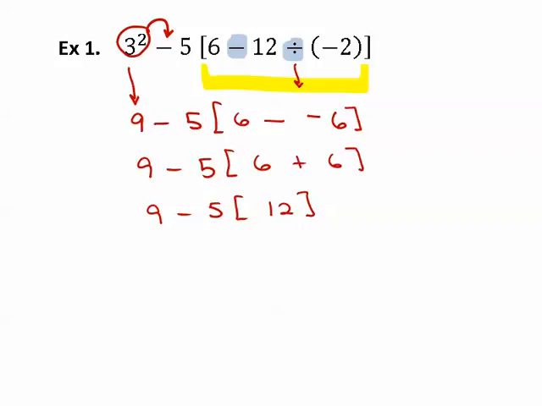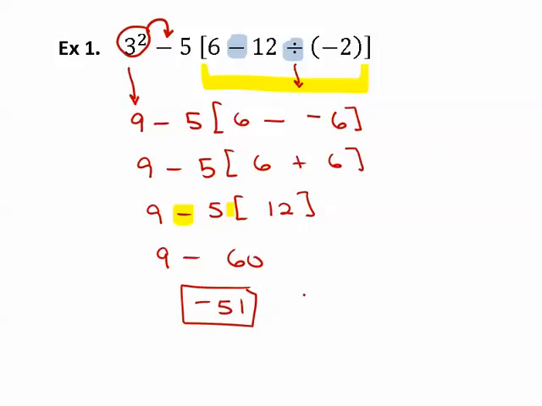And then we've simplified completely within the grouping symbols. So what we do next is we step outside the grouping symbols and look at the operations. We have subtraction and multiplication. So the multiplication is more important than the subtraction, so we take care of that. 5 times 12 is 60. And then subtract. 9 minus 60 is negative 51. So the answer then is negative 51.